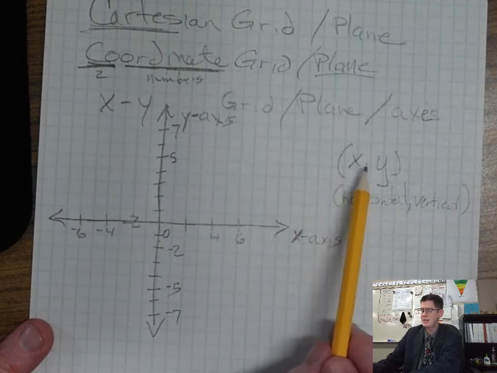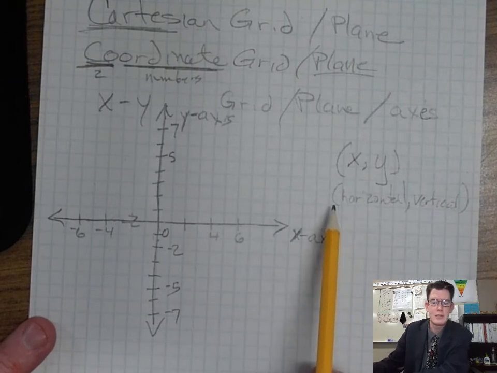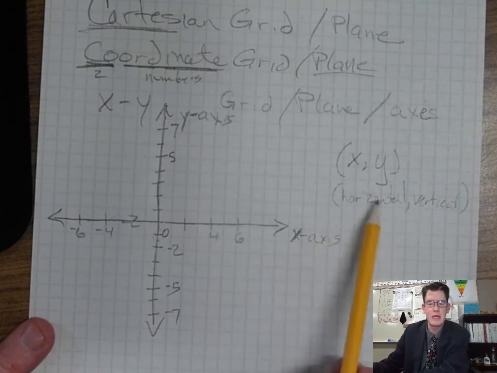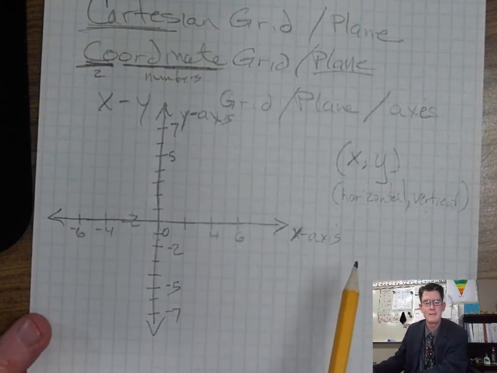And then another way to try to remember which number is first? Well, X comes first in the alphabet, and Y comes next. The horizontal, the H comes in the alphabet before the V, so horizontal and vertical. The horizontal is like the horizon.